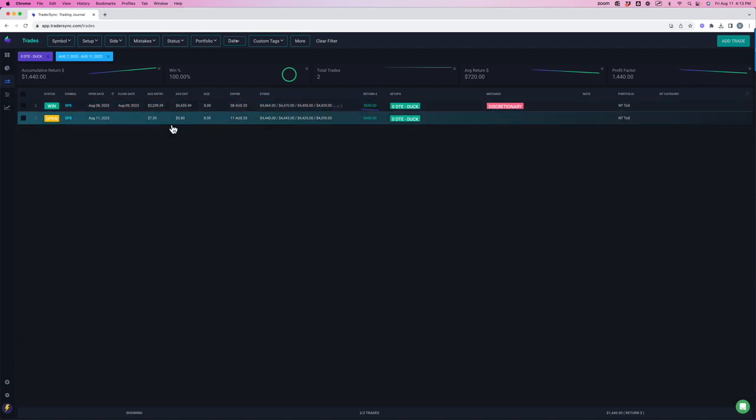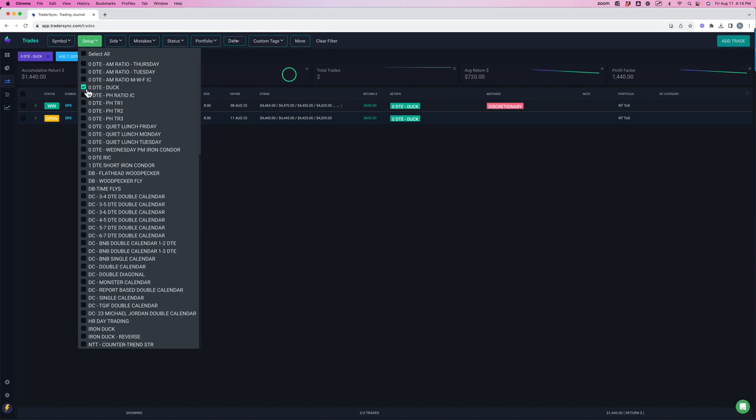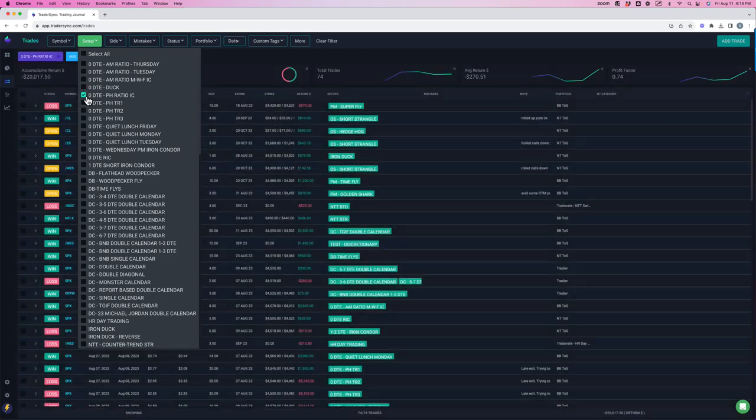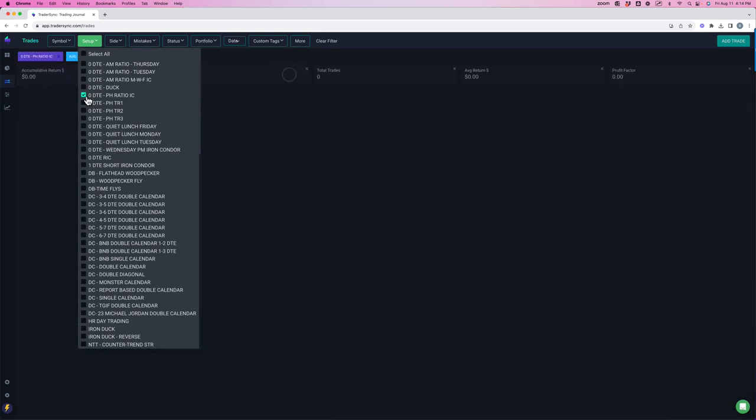And then the duck today, I closed half of it out at 20%. So I booked 600. The rest will actually settle today, so that'll be about a $1,500 trade once the remaining settle. And then next setup, I didn't do any ratios this week, I don't believe.